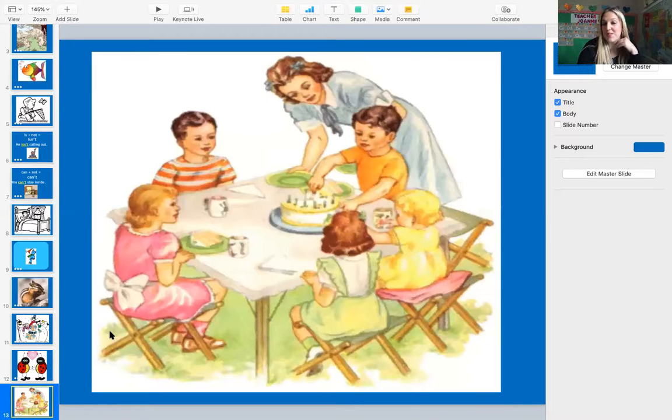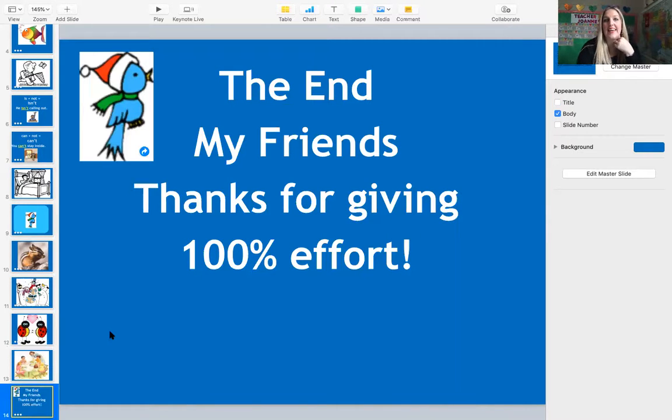Okay, these are just a few more. Okay, and this is the end, my friends. So thank you today for giving me 100% effort. What we did today was we talked about what contractions are, and then we went through some pictures. We thought in our head, how could we use those two small words in a sentence about what we saw in the picture, and then turn those two small words into a contraction. So you did a great job today.